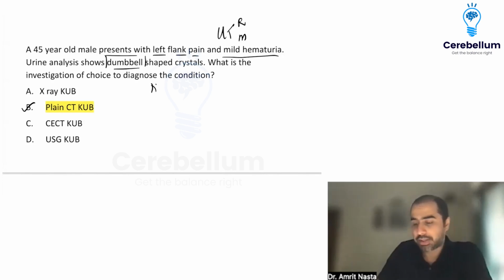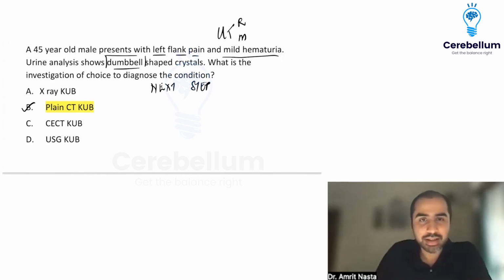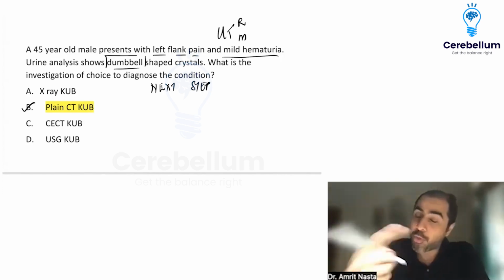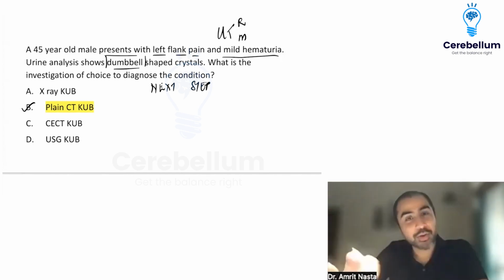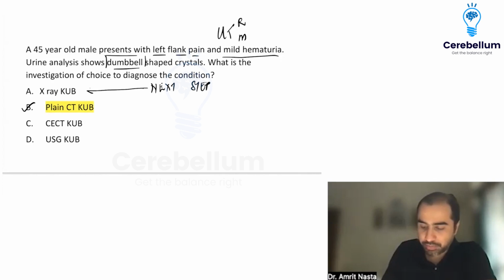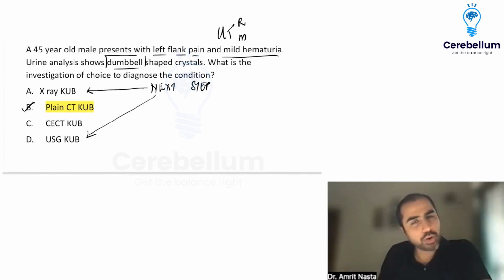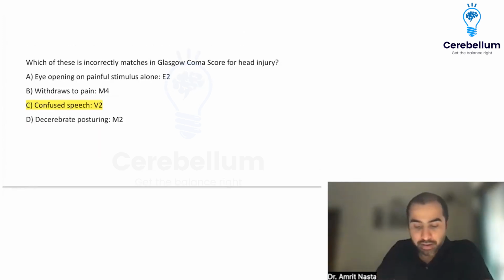If they had asked you next step, then what's the answer? If they wouldn't ask investigation of choice, don't blame it on the ma'am. You are propagating it. She's saying it with good intention, but you are promoting wrong things. Next step would have been USG KUB, or X-ray KUB. Either of them can be done. It doesn't matter. Either of them is okay. Again, important.